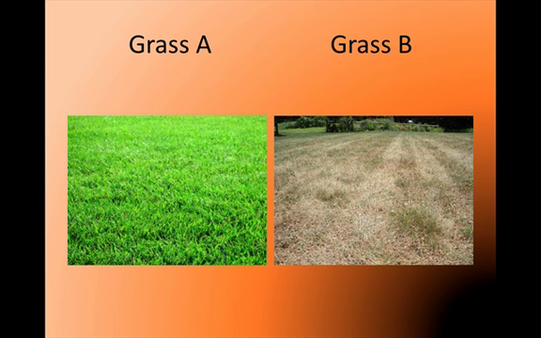So let's look at these two samples, if you would. Grass A and grass B. Clearly they're different. Go ahead and make observations, then make an inference and a hypothesis as to exactly what's going on here.